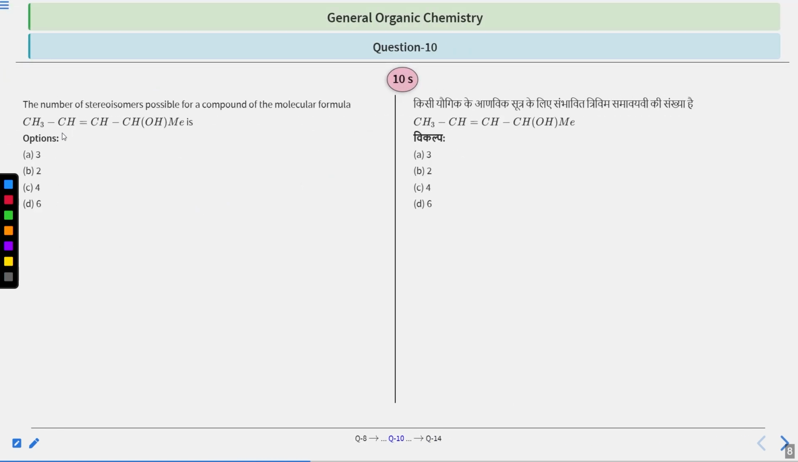Question number 10. The number of stereoisomers possible for a compound of the molecular formula CH3, CH double bond CH, single bond CH, OH, where this OH is connected to this carbon, and this Me is also connected to this carbon. We have been given this compound, and we have to tell the number of stereoisomers possible for it. Options are 3, 2, 4, or 6. You have 10 seconds to solve this question. After that, we will see the answer.